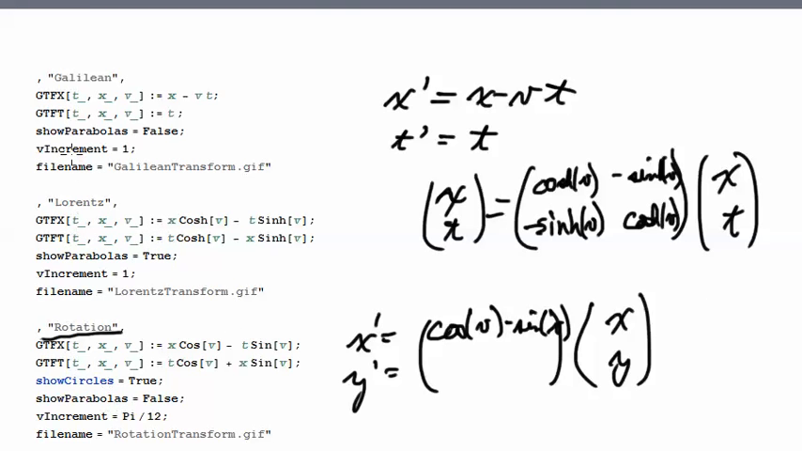In any case, once I've got those different transformations, pretty much everything else is identical. You can see some things are a little bit different. For the rotation, to get everything to look right, I picked pi over 12 as the velocity increment, whereas for the Galilean and Lorentz transformation, I just had the velocity increment as 1.